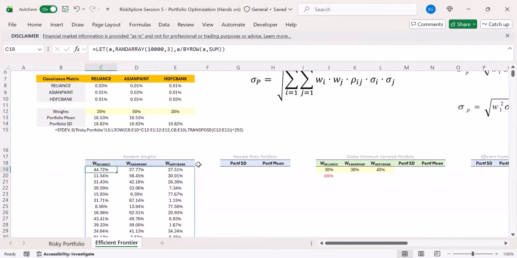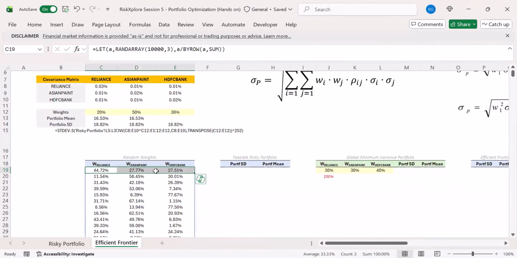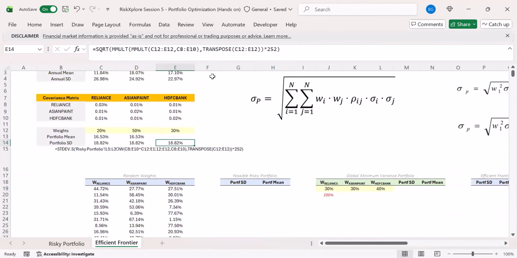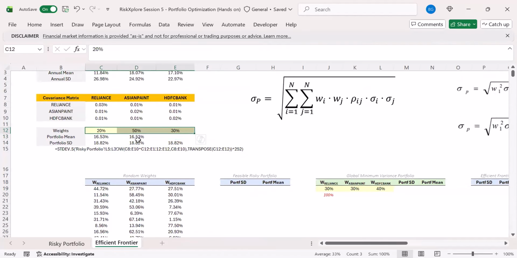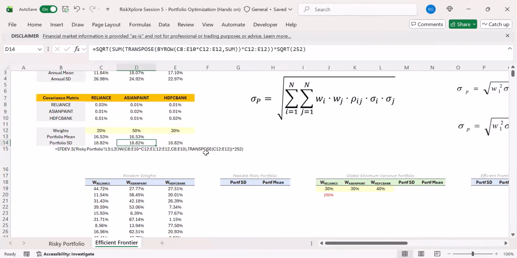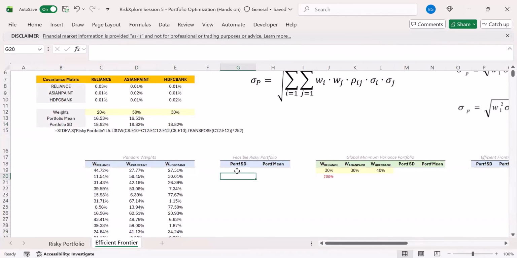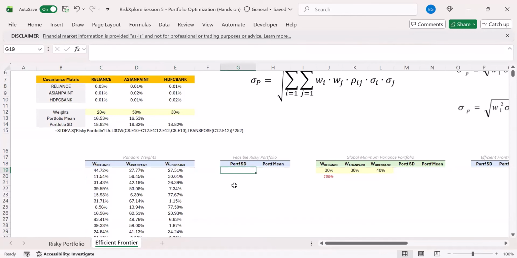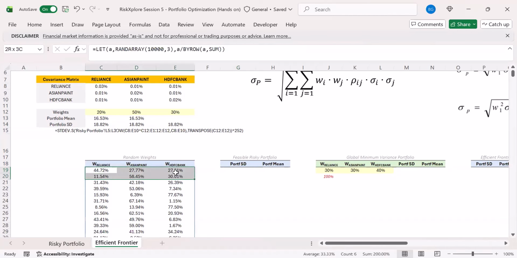Now once we have the random weights for each of these portfolios, can we compute portfolio SD and portfolio mean as well? Similar to what we did here. Here too, using these weights we computed portfolio mean and portfolio SD. Can we do the same thing here as well? For each of these individual random portfolios, it's kind of a simulation only. We are simulating 10,000 different portfolios, but this is the way you can generate random weights for each of the portfolios such that their sum is 100%.